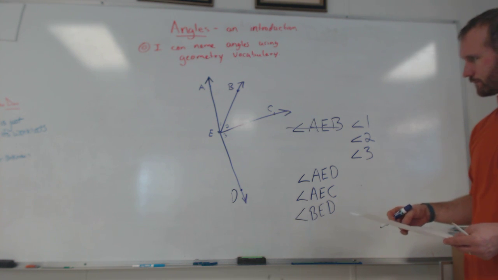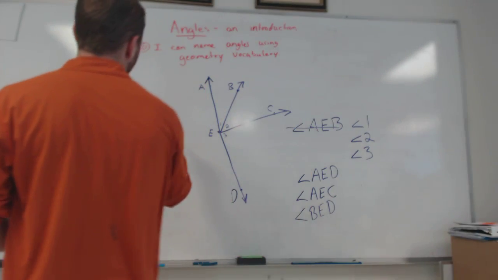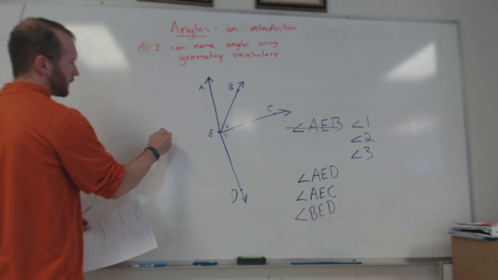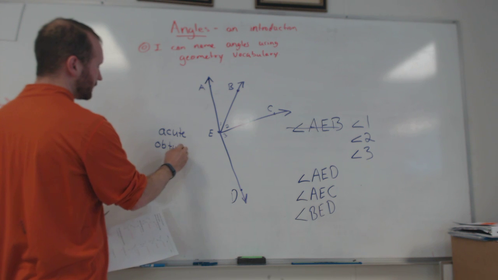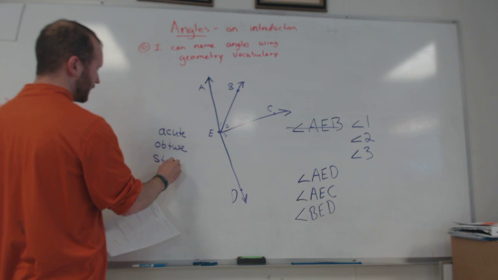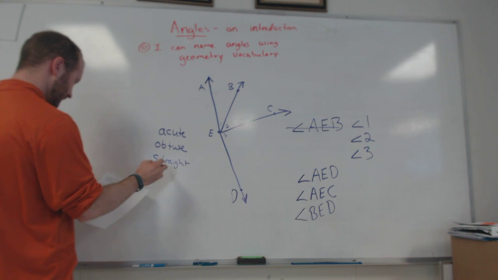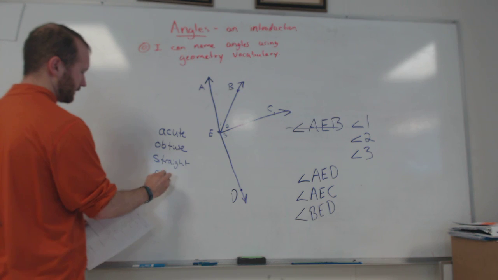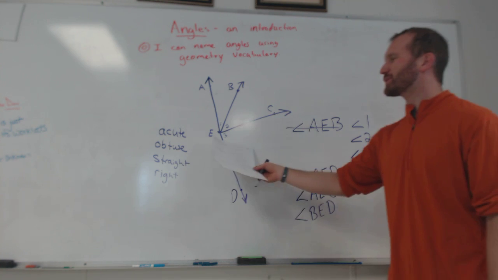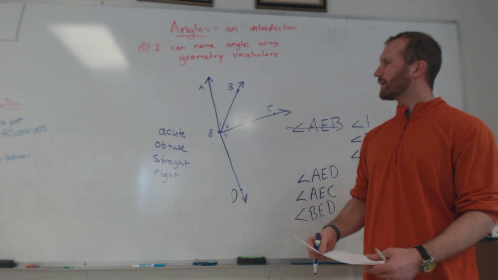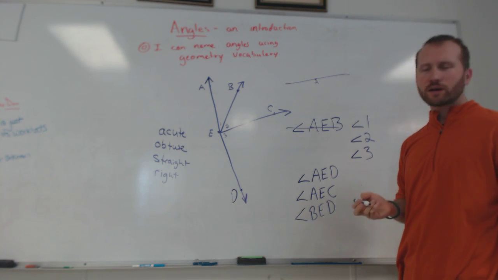All right. So there are 3 categories of angles. We talked a little bit about this yesterday. Acute, obtuse, and straight. Well, actually, there are 4 categories of angles, right? Because there's also right angles. Acute, obtuse, straight, and right. A straight angle is something like this, right? 180 degrees.